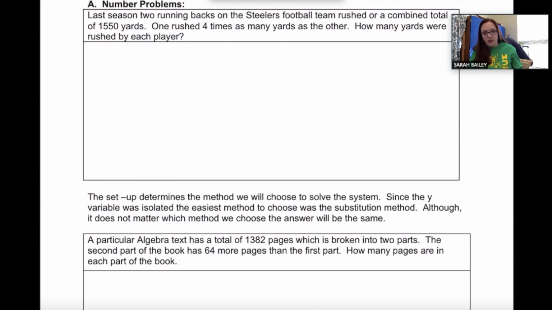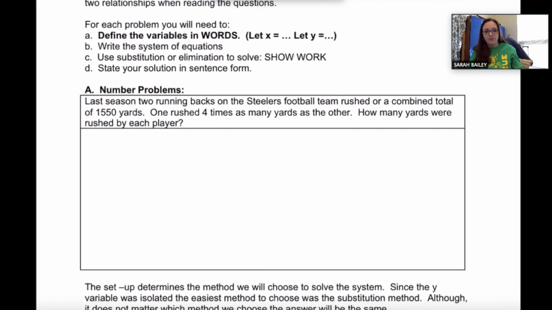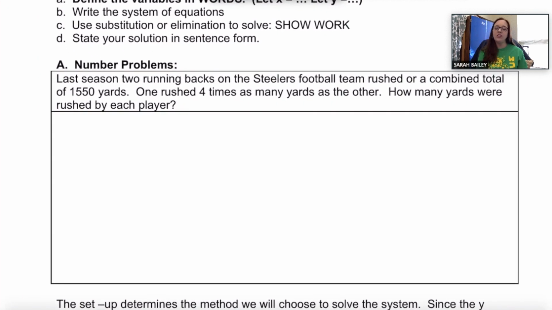So we've got number problems. These two problems that we're going to deal with use just regular numbers. So it says last season, 2 running backs on the Steelers football team rushed for a combined total of 1,550 yards. One rushed 4 times as many yards as the other. How many yards were rushed by each player? So we've got 2 players, right?